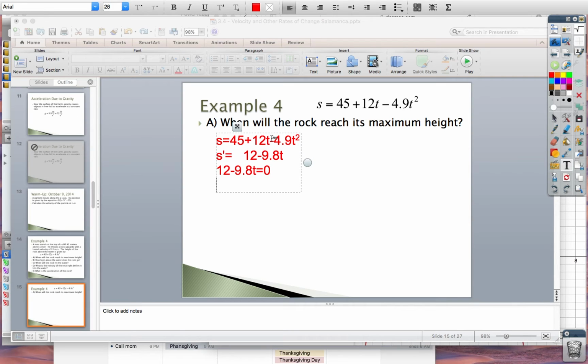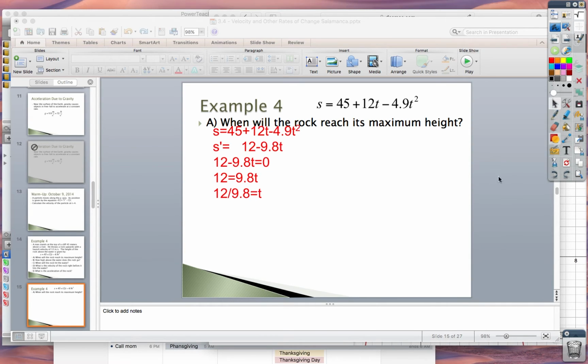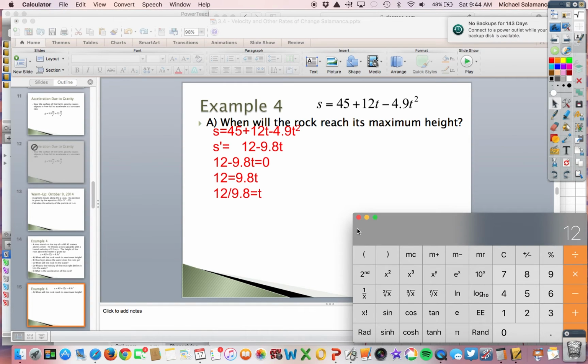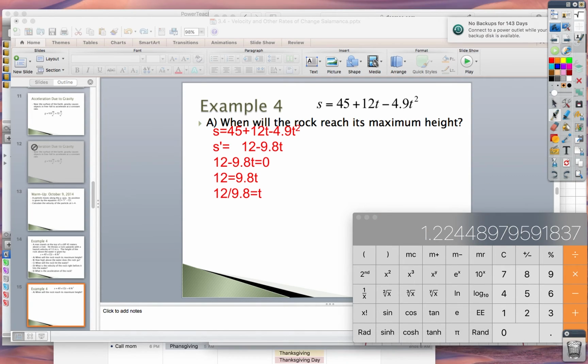This critical point helps us to figure out what our maximum height is and how long it takes to get there. So if we start solving for this, we get 12 divided by 9.8 equals t. Let's just prove it. If we take out our calculator, type in 12 divided by 9.8, we get 1.2245, which is the same exact thing I showed you on Desmos.